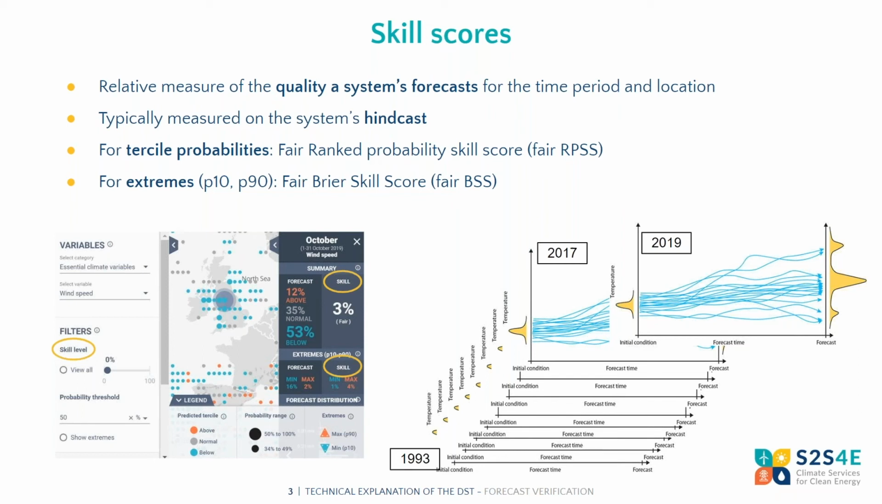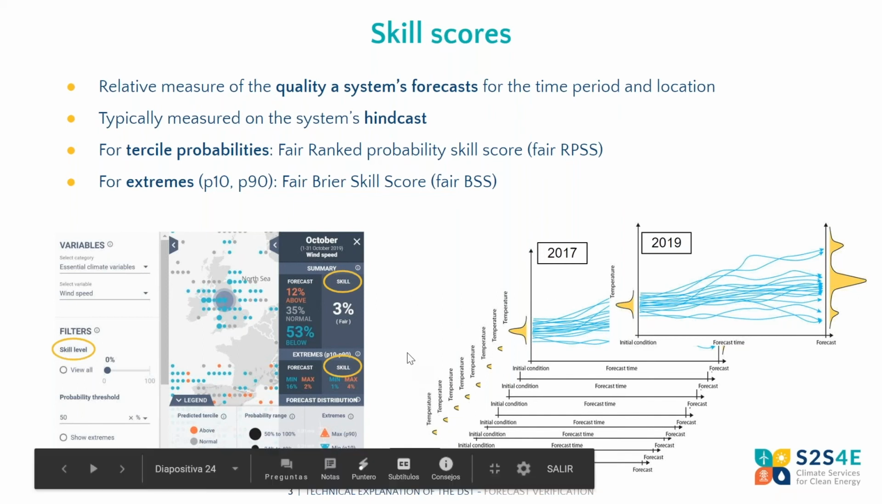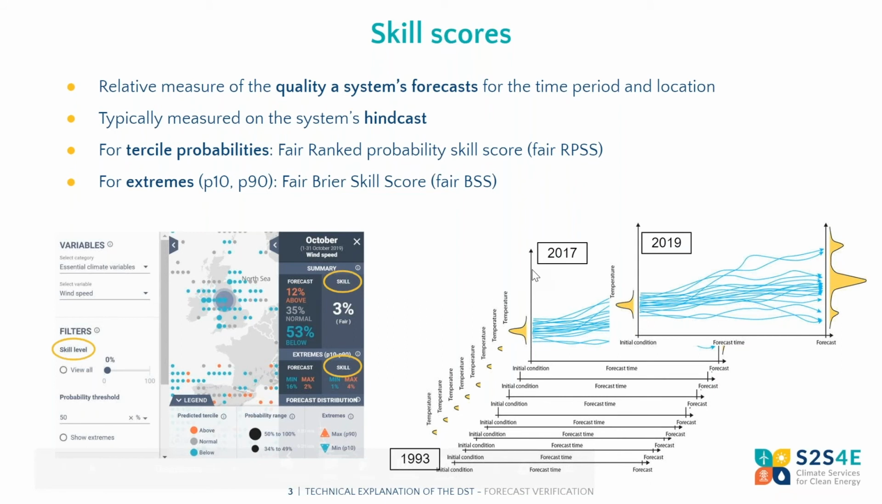To do the verification, we use what's called a hindcast, which are realizations of the same system, but for a set of years in the past. You can see in the figure here, we would have, for example, from 1993 to 2017, the forecast for the same month. And using all that data for which we have a truth or observation from our reanalysis, we can estimate how good that forecast system is for that location and for that time period.